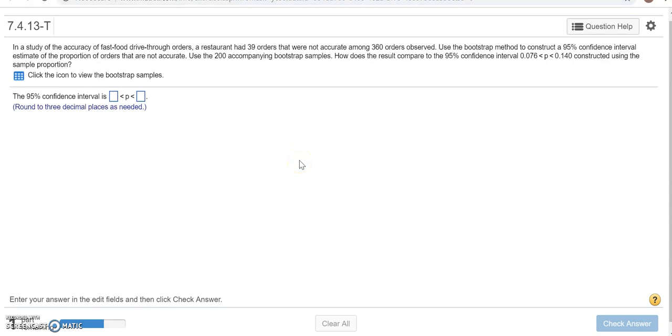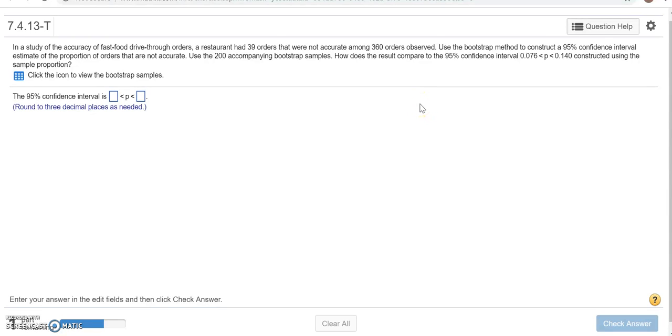So let's take a look at how we can calculate this confidence interval for a population proportion by using the bootstrapping method. So in this question it says, in a study of the accuracy of fast food drive-through orders, a restaurant had 39 orders that were not accurate among 360 orders observed. So that proportion right there would be 39 out of a total of 360.